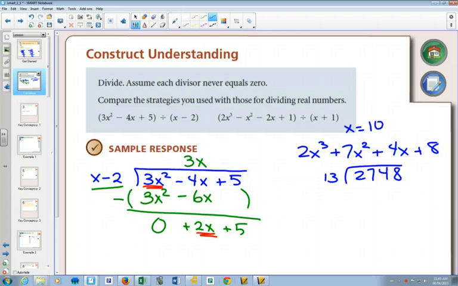I'm going to switch colors, so it's color-coded. Now when I multiply that 2 by the x minus 2, I get 2x minus 4. And if I were to subtract, 5 minus a negative 4 is 9. And that becomes my remainder. So 3x squared minus 4x plus 5 divided by x minus 2 gives us 3x plus 2, remainder 9.